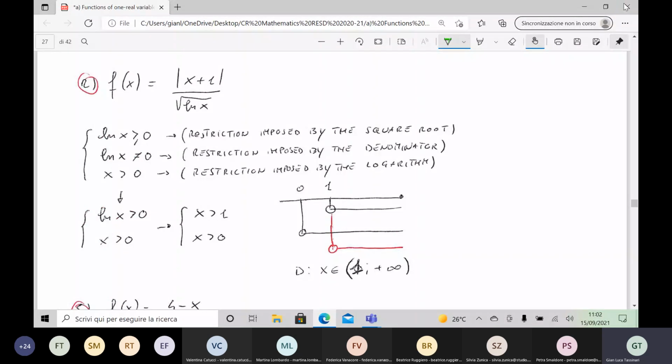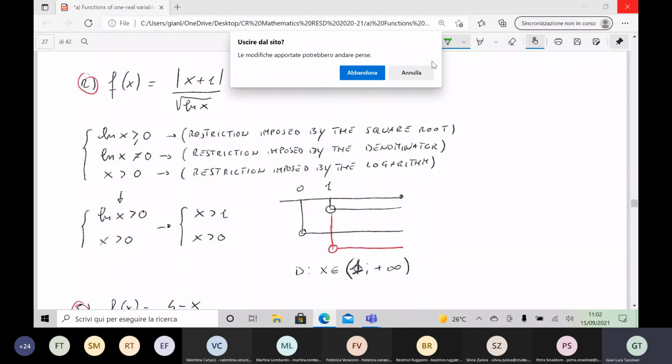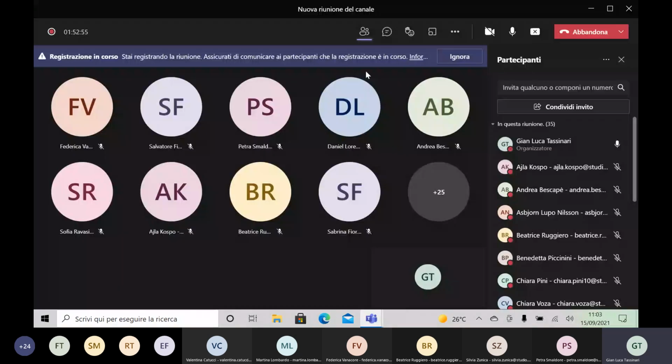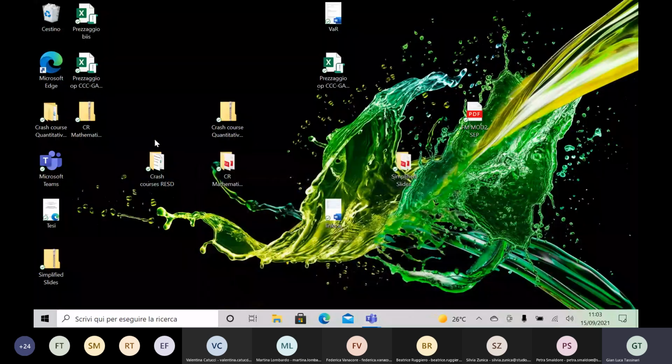So we are going to open the file. Let me see with you. Let me see with you guys. Okay, crash course econometric RESD. No, it's not this one.